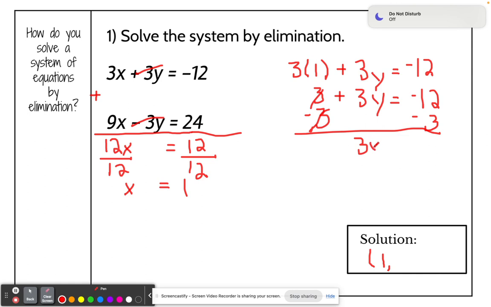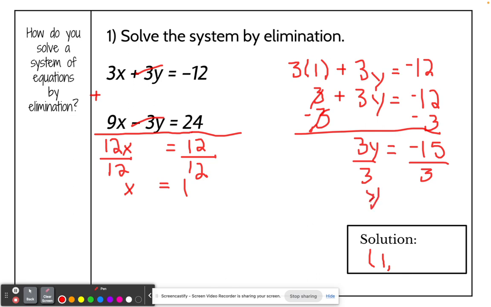And my last step will be to divide both sides by 3. And y will equal negative 5. So 1, negative 5 should be my solution to this system. In other words, if I plug 1 in for x and negative 5 in for y, both of these will work. Well, I know the first one will because I just used that to solve for y.